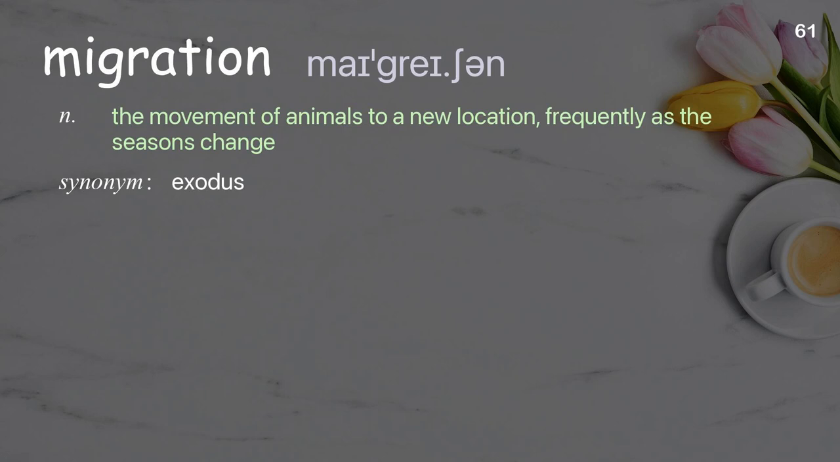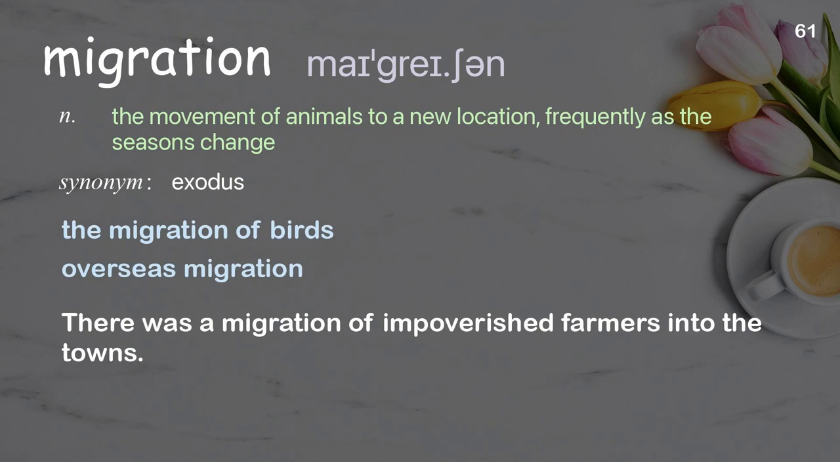Migration: the movement of animals to a new location, frequently as the seasons change. Examples: the migration of birds, overseas migration. There was a migration of impoverished farmers into the towns.